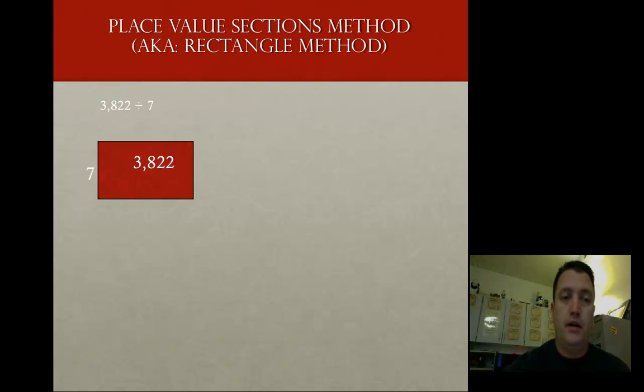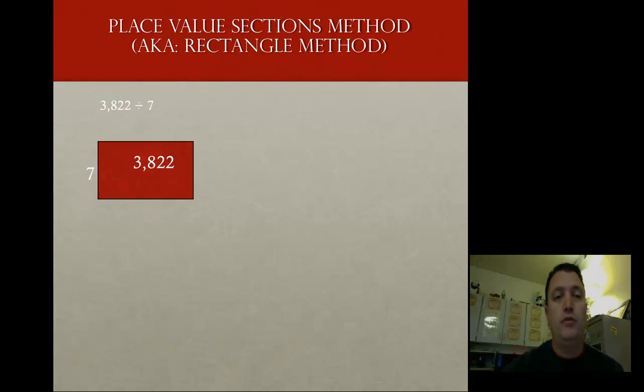We put our divisor on the outside and our dividend on the inside, and then we divide. Okay, how many 7s go into 3,822? I don't know, and probably you don't either without a calculator, okay? But we're going to take this in chunks. So we're going to say, how many 7s go into 3? None. How about 38? Can I get 7s out of 38? You bet. I can get 5 of them. 5 times 7 is 35.